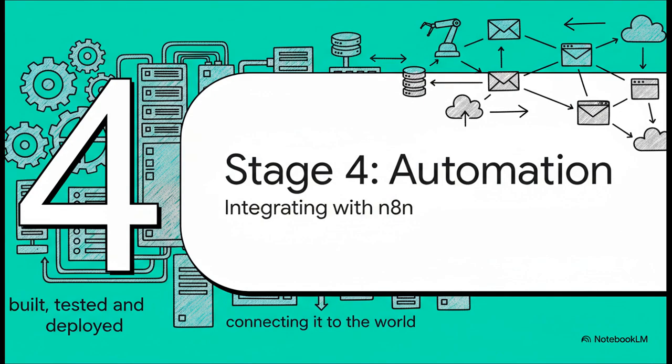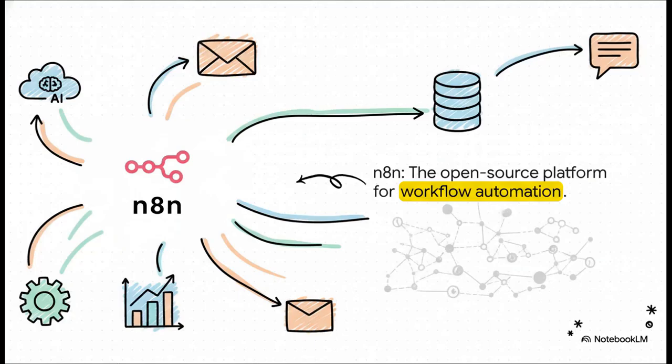So your app is built, tested, and deployed. Fantastic. But an app rarely lives all by itself. The final stage of our journey is connecting it to the rest of the world. We're now going to build the automation network. And the master connector for this network is N8N. That's NodeMation. It's an incredibly powerful open-source tool that lets your new AI application talk to hundreds of other services, automating all sorts of complex processes.